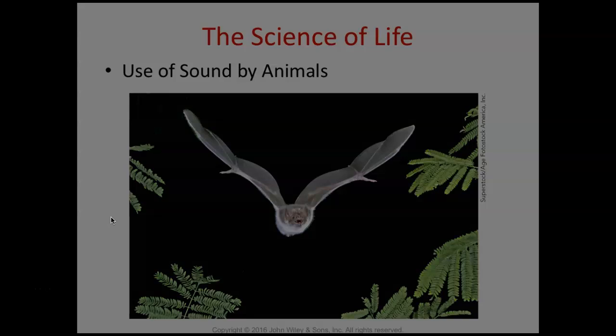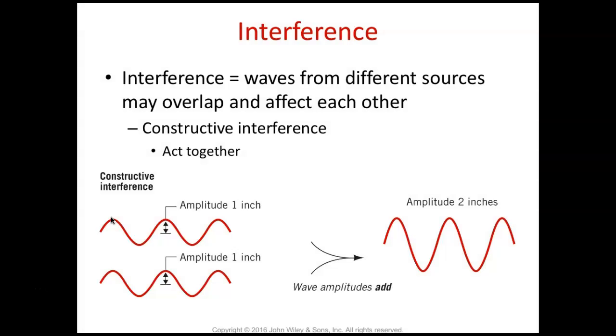Let's keep moving. Let's talk about this idea of interference, where you could get waves from different sources that might overlap and affect each other. And the first thing that could happen is that you could get two waves that are going in the same direction that actually amplify each other. And this is called constructive or building interference, where they act together. So you get two waves of similar amplitude that then combine to make double the amplitude of the wave. And so that's called constructive, where the wave's amplitude will be additive.